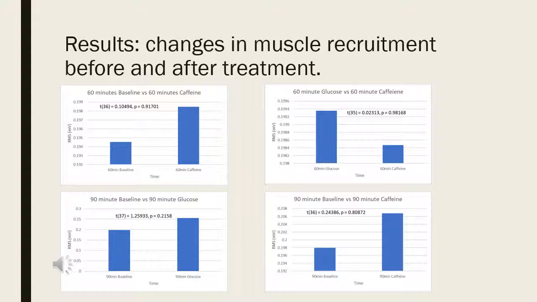And in the 90 minutes, 90-minute baseline versus 90-minute glucose, you can see that the baseline is starting to recruit more, but the glucose is still recruiting more muscle fibers. And same goes for the 90-minute baseline versus the 90-minute caffeine. You can see that the baseline is still recruiting fewer motor units than the caffeine is.